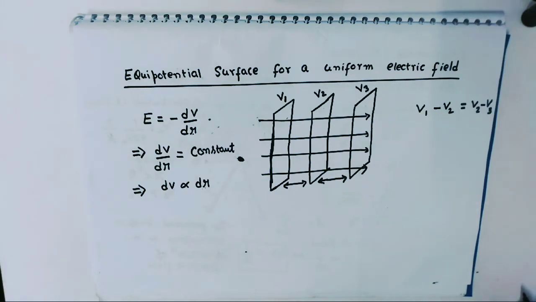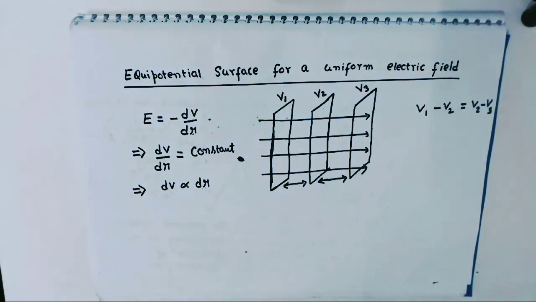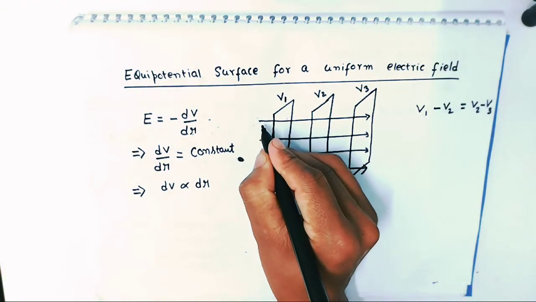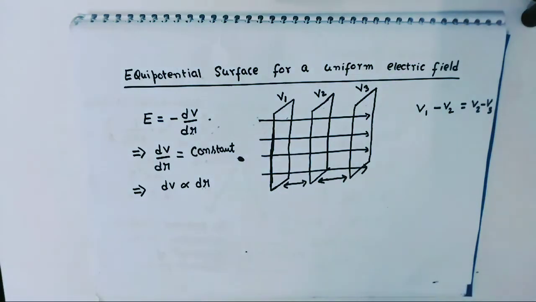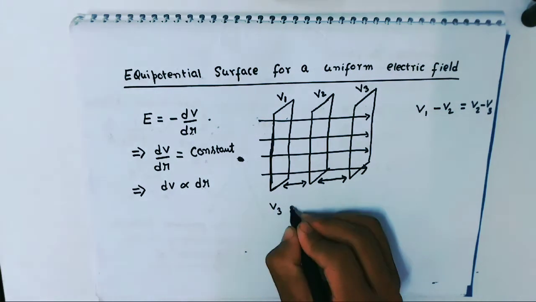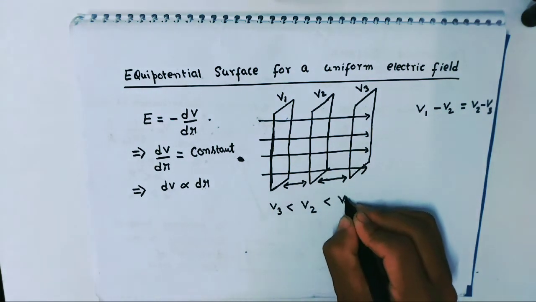One more thing, as we have mentioned earlier, the potential keeps on decreasing in the direction of the electric field. So this electric field is in this direction. Therefore, here we can say that V3 is less than V2, which is less than V1.